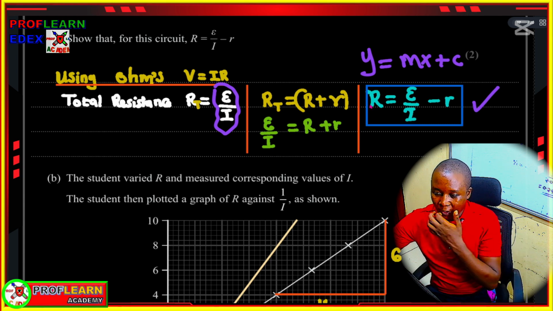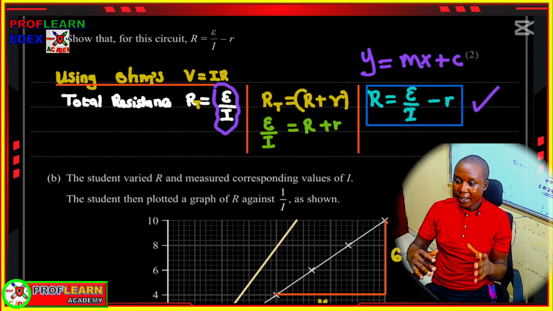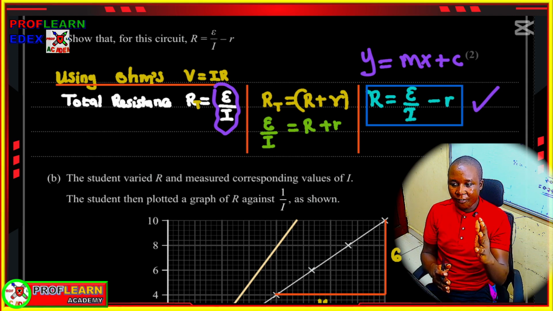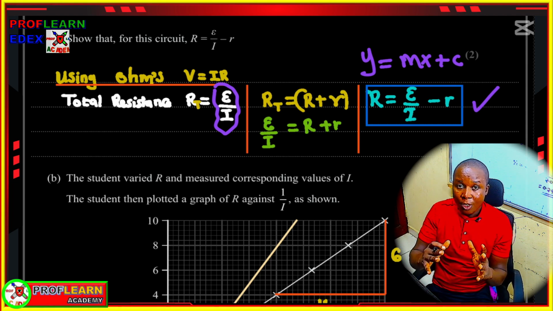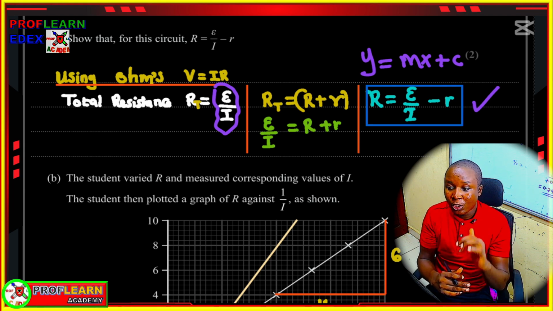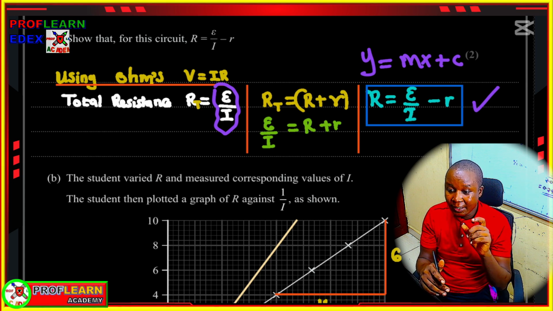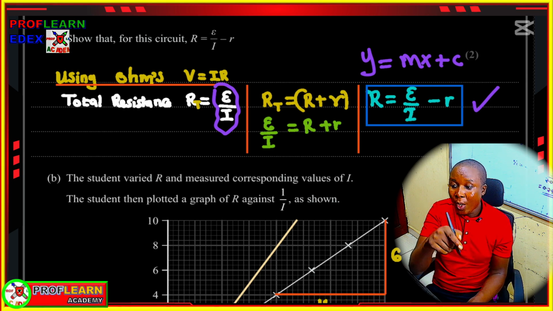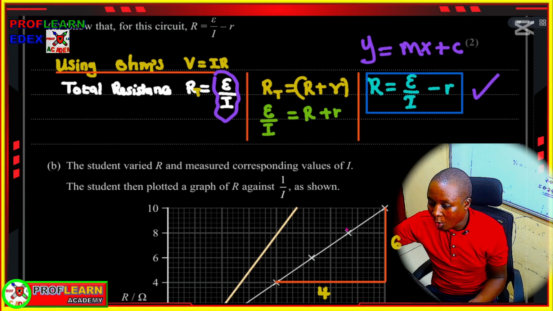So if we are going to have a straight line graph, plotting resistance against 1 over I, then from this graph we can find the gradient, and the gradient is going to represent the EMF of this particular battery that was used. And the internal resistance is going to be the y-intercept, which is at the lower section there.